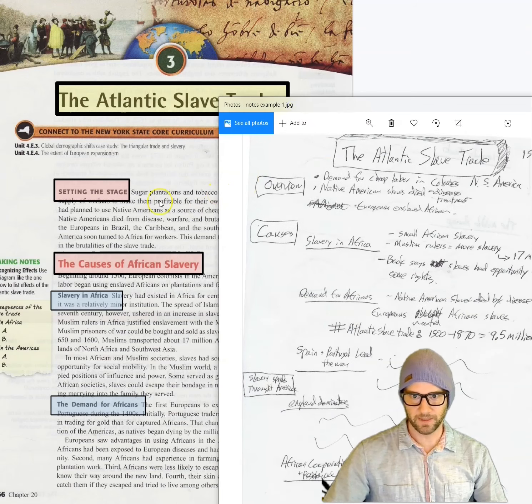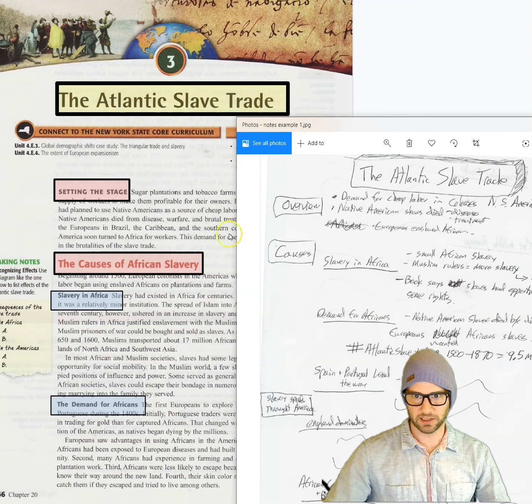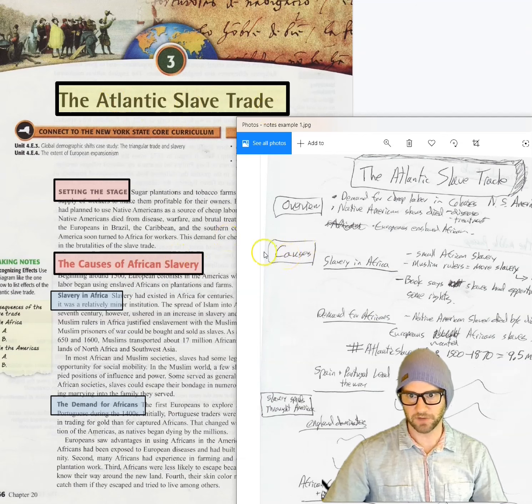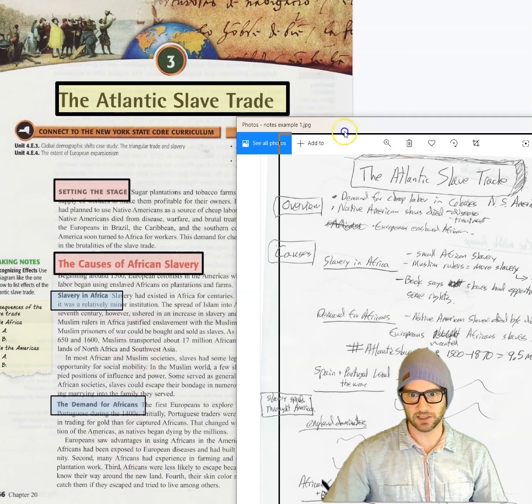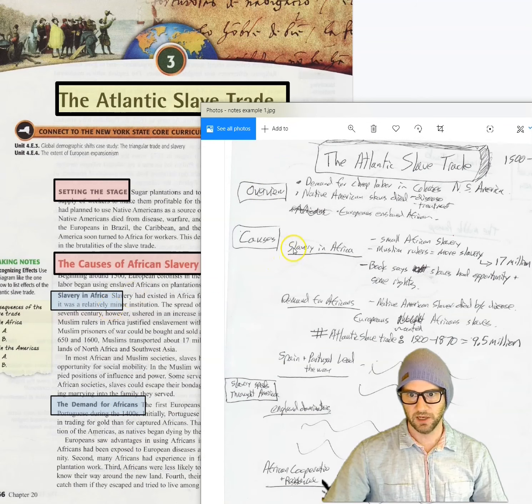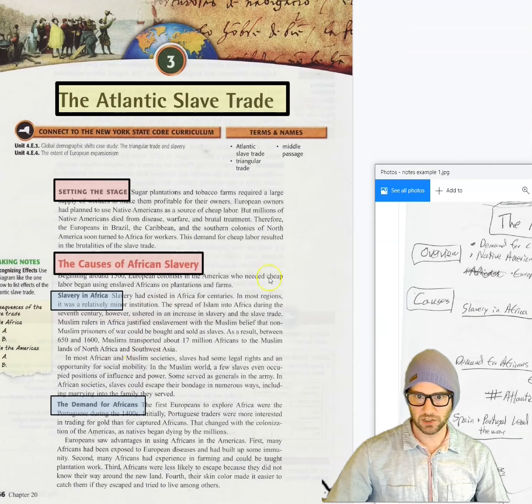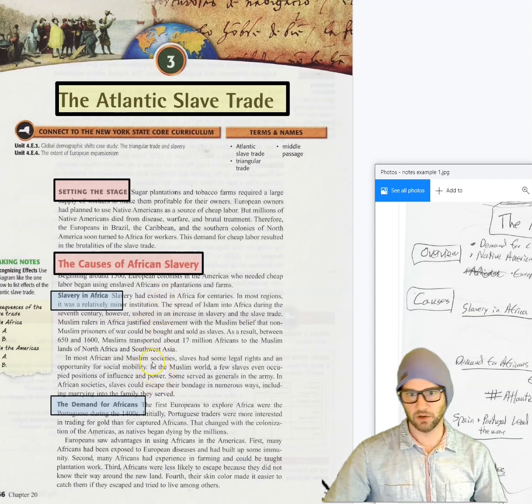Okay, so then I move on to the big topic, the causes of African slavery. Well, I do understand we are talking about the Atlantic slave trade, so I just put causes, simplified it. So when I go back to my notes, I know, oh, there's the Atlantic slave trade, there's the overview, there's the causes. And we know that we've got 3 subheadings here. So let's take the first one, slavery in Africa. Slavery in Africa, underline it there, and now I'm ready to take the notes. I suggest quickly reading the paragraph for understanding and then going and putting the notes down.